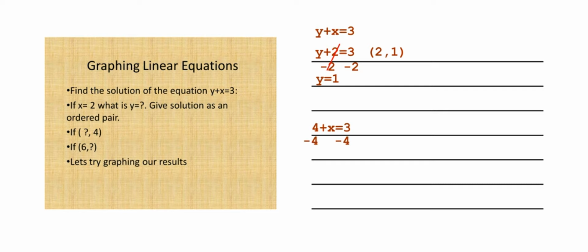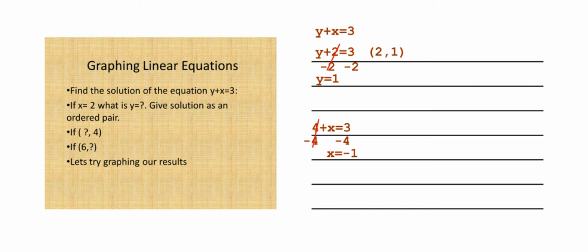So let's get rid of the 4 by subtracting it. So minus 4 on both sides of the equal sign. 1 underneath the 4, 1 underneath the 3. Okay, so 4 minus 4, we can cancel that out. And 3 minus 4 will give us negative 1. And let me not forget to cancel it out.